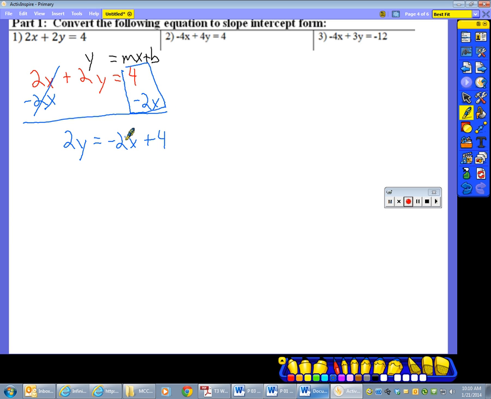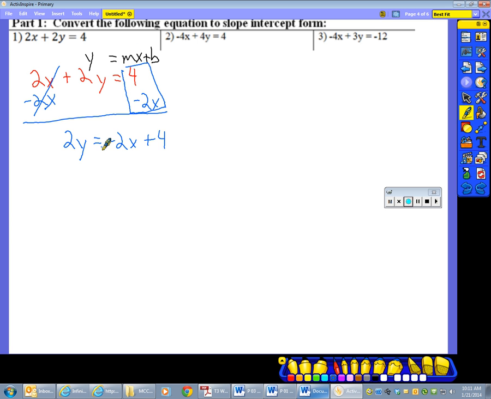So the other thing that you may have noticed is I put my x's before I put my numbers. And let me explain why I did that. The reason I put my x's up front is because I want it in slope-intercept form, y equals mx plus b. You see how my x stuff goes in front of my b right here? So that's why I'm putting it first. Alright, so now let's continue on.